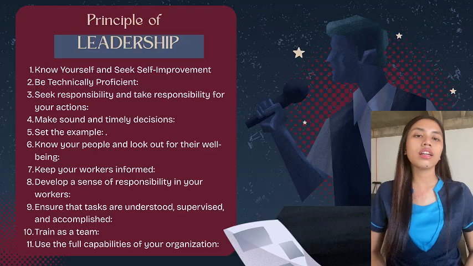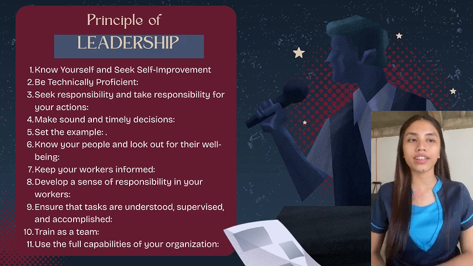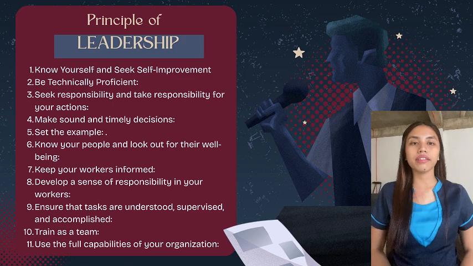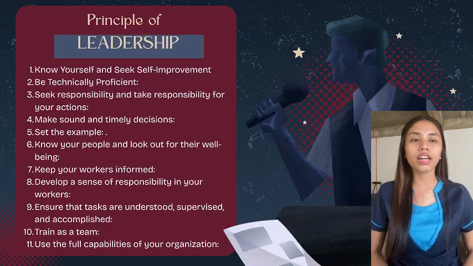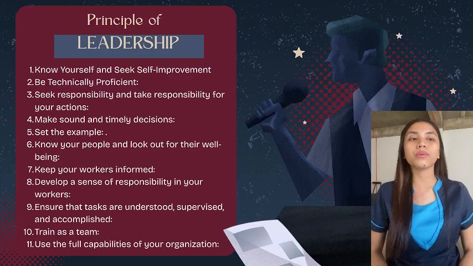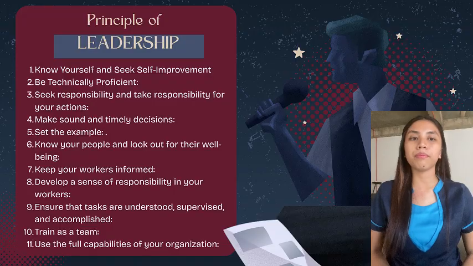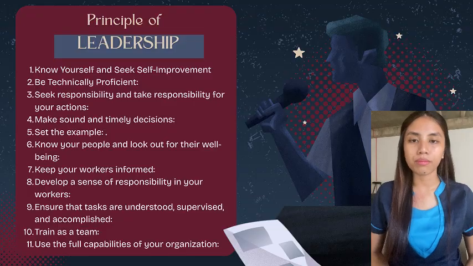Number 8, develop responsibility in workers. Help your workers to develop good character, trust, and take responsibility. Number 9, ensure understanding. Make sure tasks are understood, supervised, and accompanied by good communication. Number 10, train as a team. Build a real team, not just a group of people doing individual jobs.